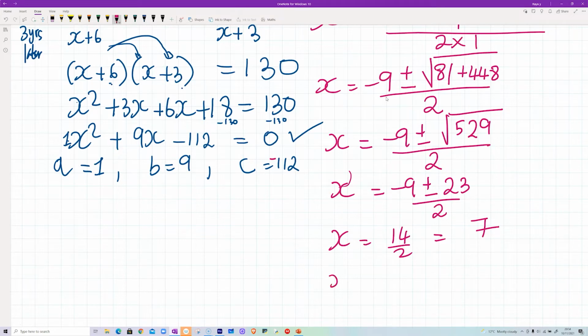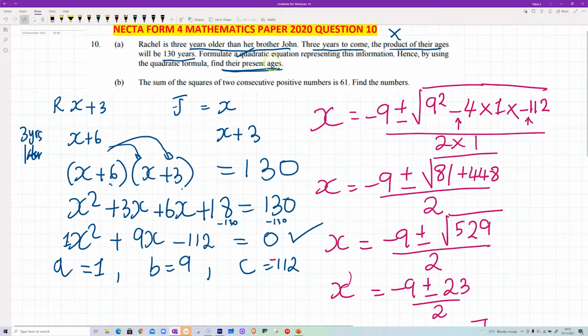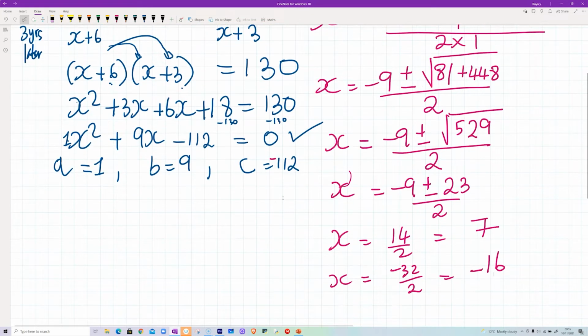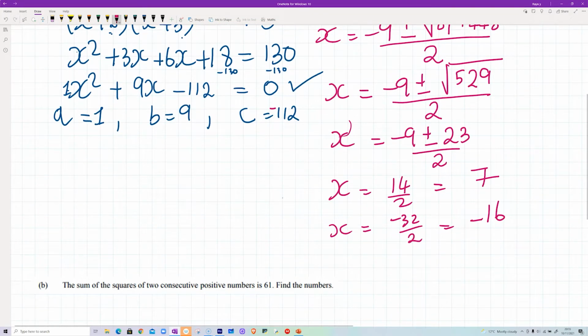The other value, x equals negative 9 minus 23, that's negative 32, divided by 2, that's going to give you negative 16. Now guys, remember this is a real life situation that doesn't involve negative numbers. Someone's age cannot be a negative number. Perhaps if we're doing something with temperature, that could be allowed, but because it's someone's age, then you have to conclude that x is equal to 7.